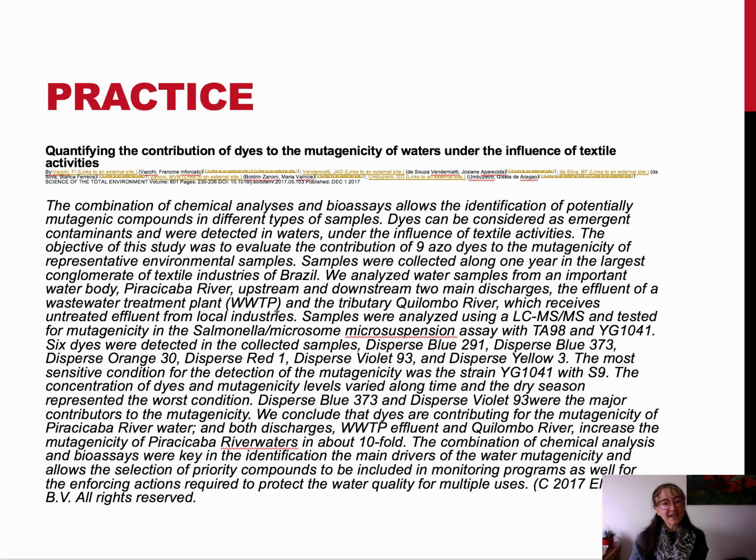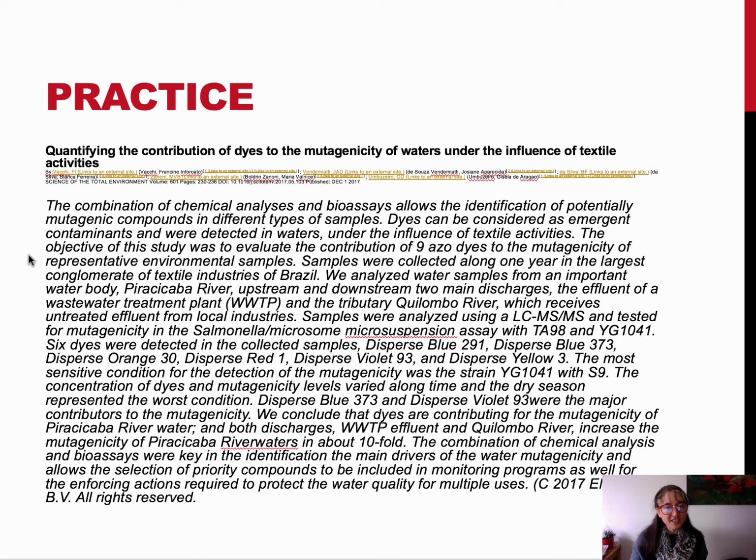So this is a 2017 publication. The combination of chemical analyses and bioassays allows the identification of potentially mutagenic compounds in different types of samples. There we go, right? Potentially mutagenic compounds could be detected by the Ames test. Dyes can be considered as emergent contaminants and were detected in waters under the influence of textile activities. That means you've got a factory making clothes. They're using these dyes and they're sending them downstream in the river.